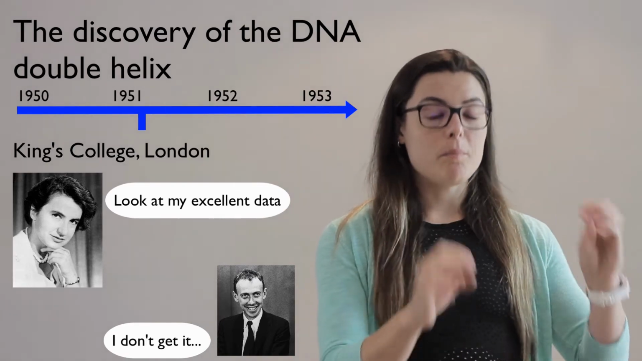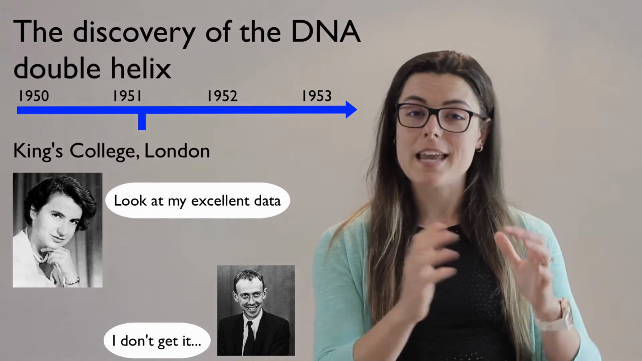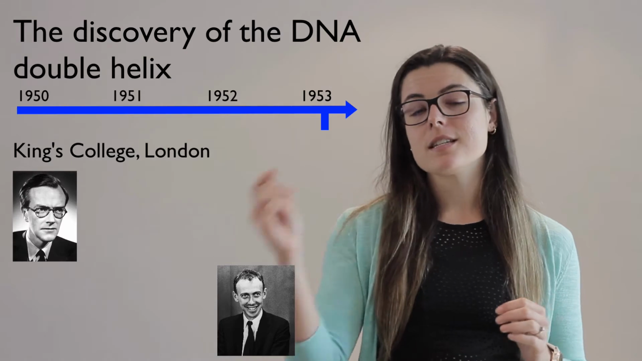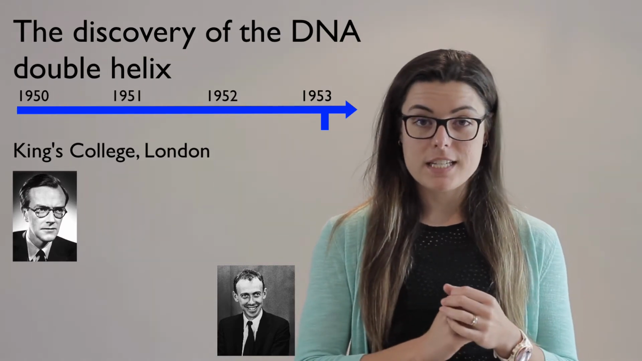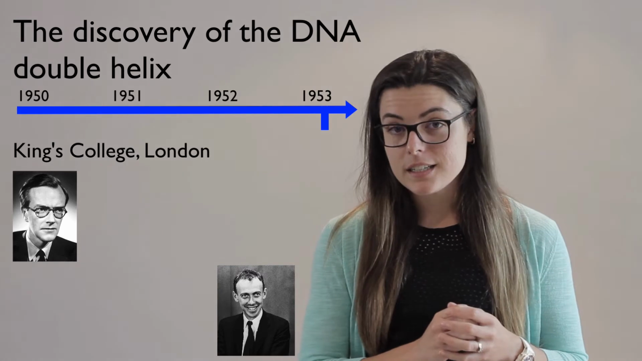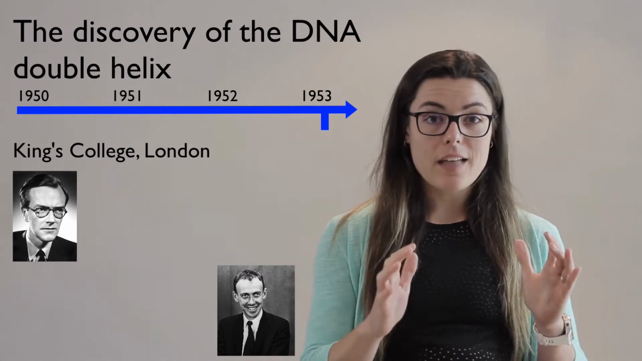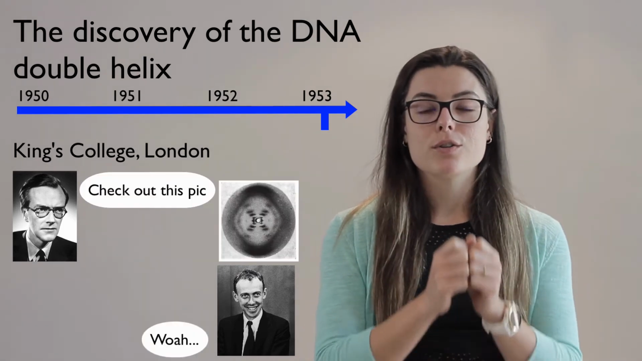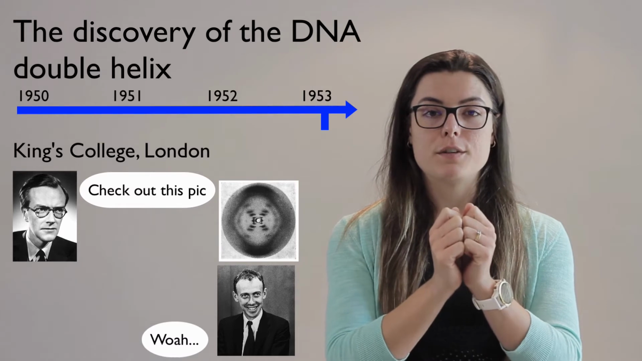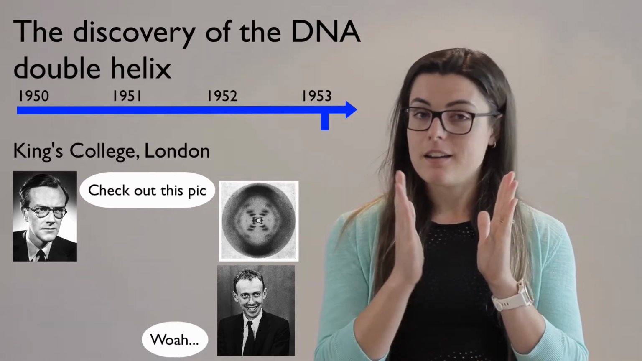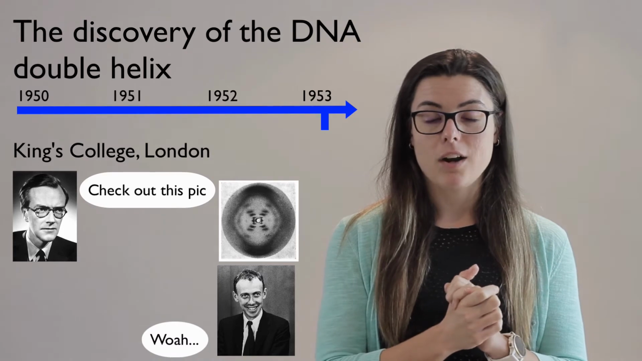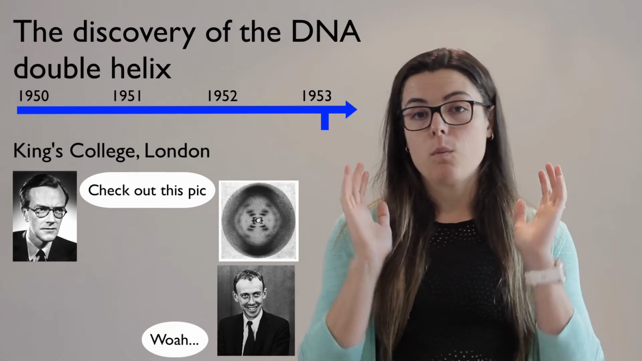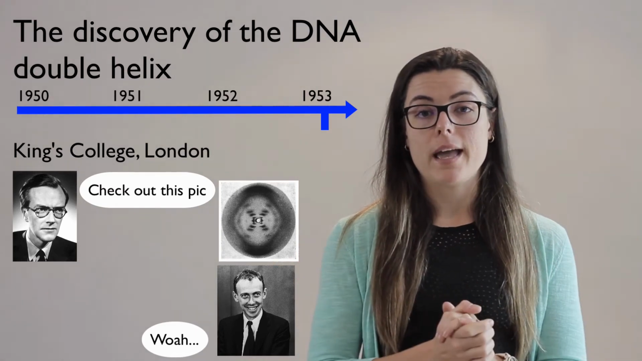So he should have known, had he been listening, about what she was doing way back in 1951. It wasn't until January of 1953 that Watson visited King's College, and at that time, when he was visiting, Wilkins, without Franklin knowing, showed Watson this Photo 51, the famous photo that Franklin and Gosling had taken of DNA. Now, like I said, Franklin didn't know about this, but Watson was absolutely blown away by this photo.